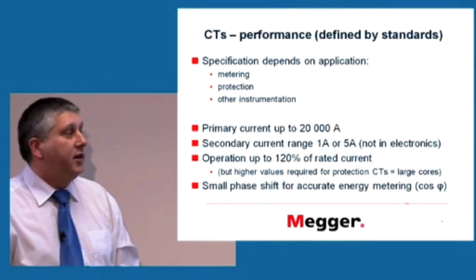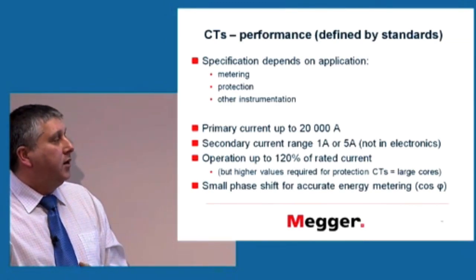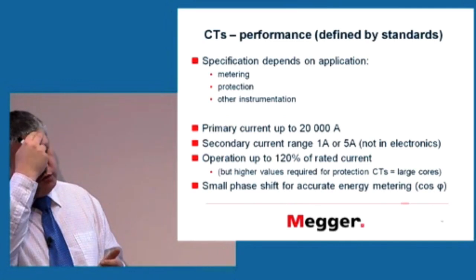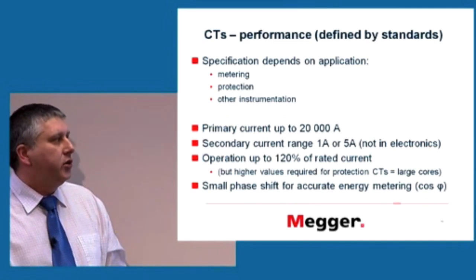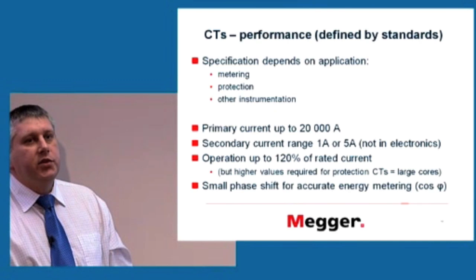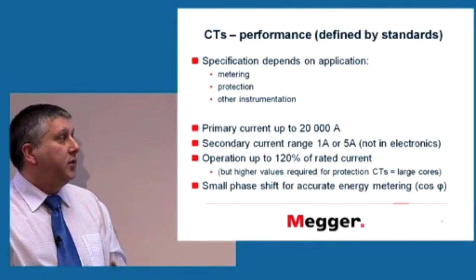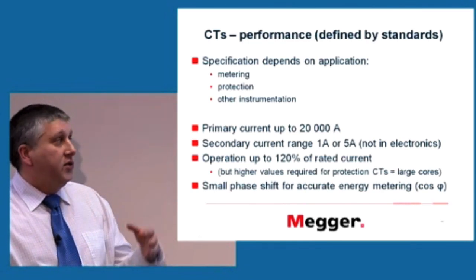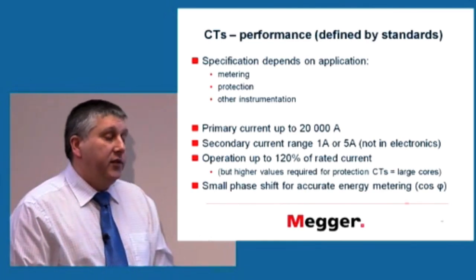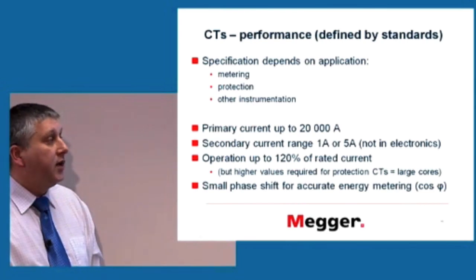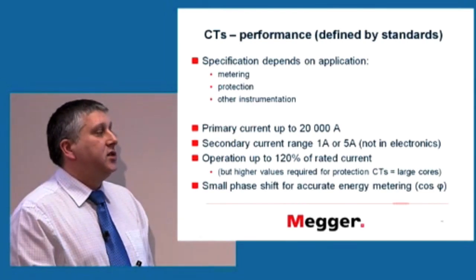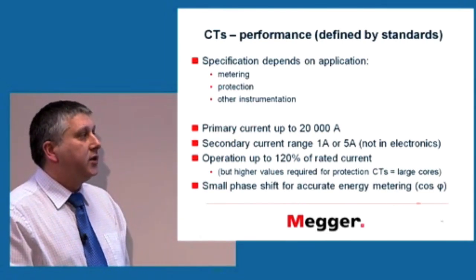That's not possible. And with current transformers which don't work in protection, operation up to 120% of rated current is expected, and that's defined by standards. And again, if it's used for energy metering, the phase shift is crucial. So it has to be within whatever value is specified for a given accuracy class.